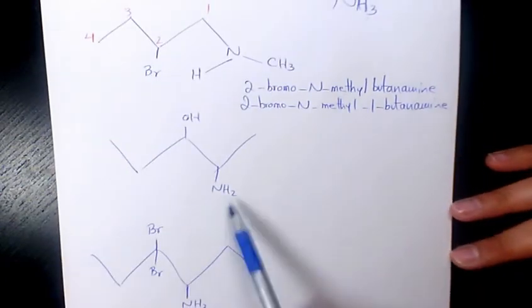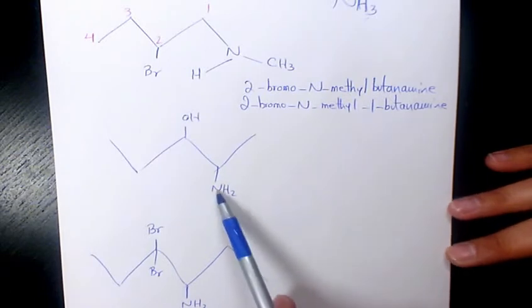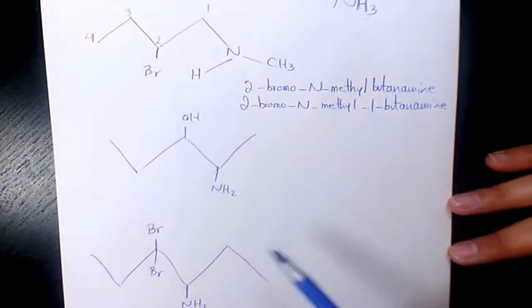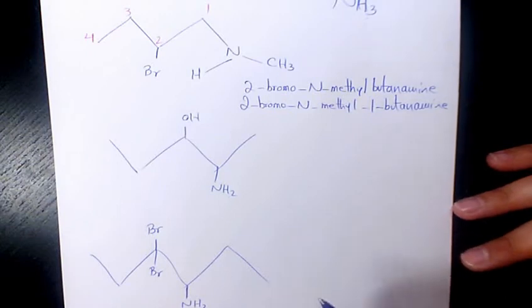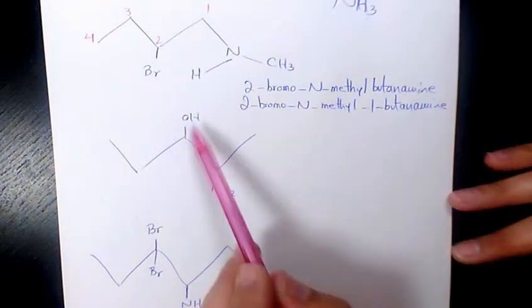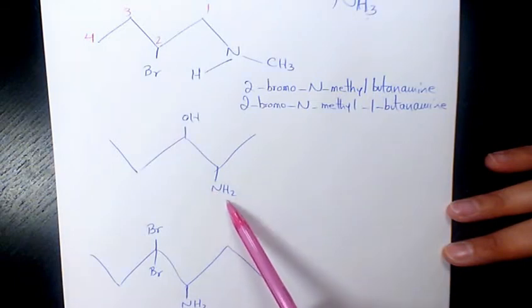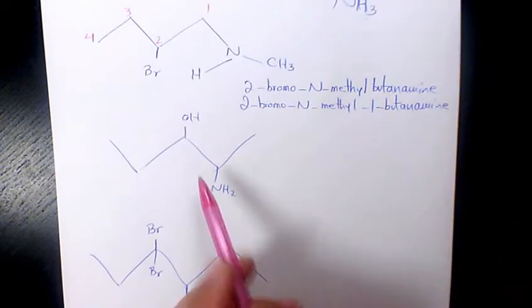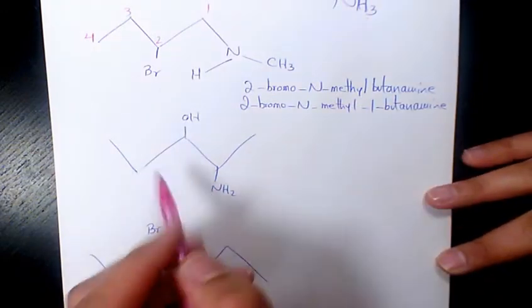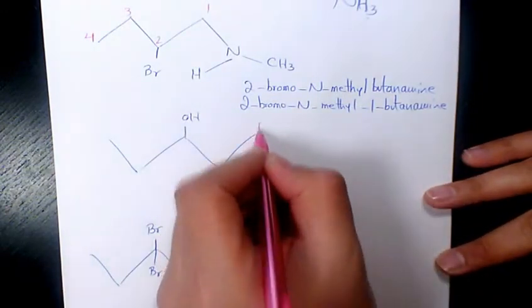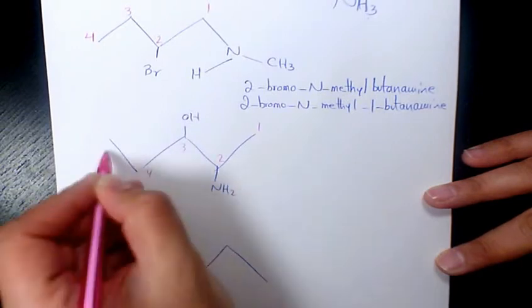Next one, we have amine. We have NH2 and we have OH, which is alcohol group or hydroxy group. OH is higher priority compared to NH2, the amino group. So we have amino group and hydroxy group, and we are dealing with an alcohol. So in order to name it, we can start from this side. 1, 2, 3, 4, 5.